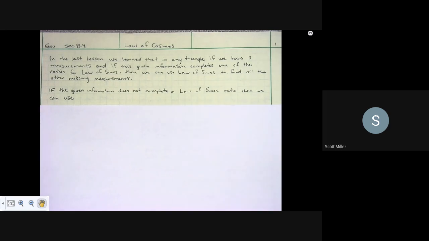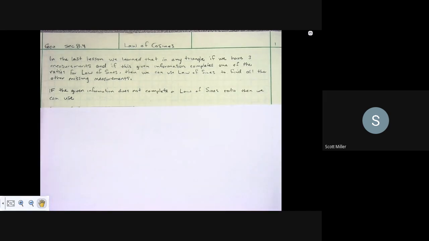So then the question comes up is, well, what if I don't have that information? What if I don't have the information that completes one of the ratios for law of sines? What can I do then? Well, as the title suggests, we have a law of cosines.